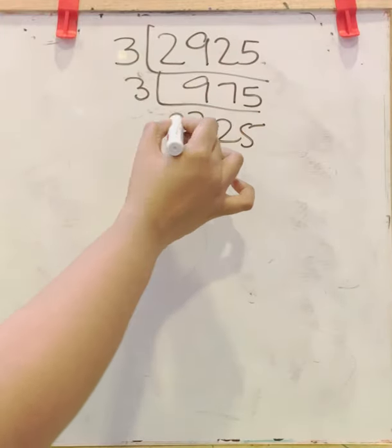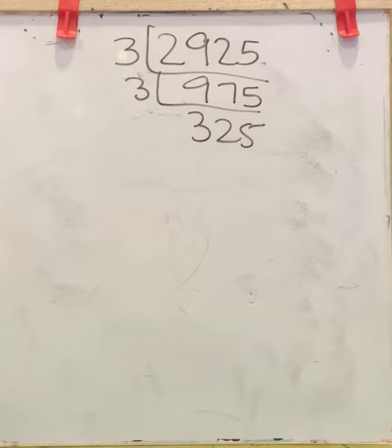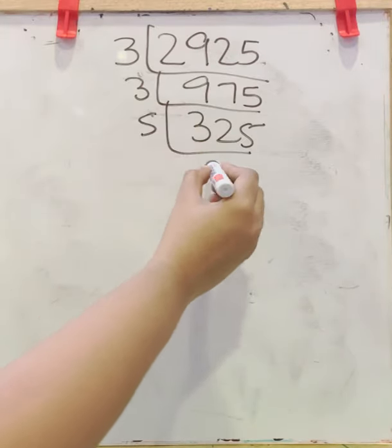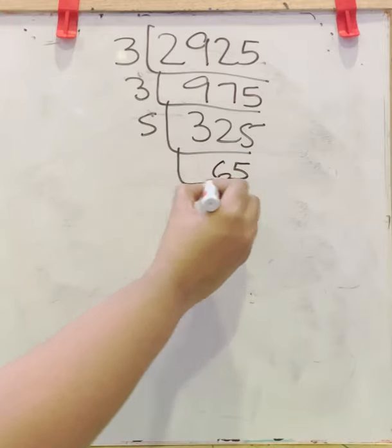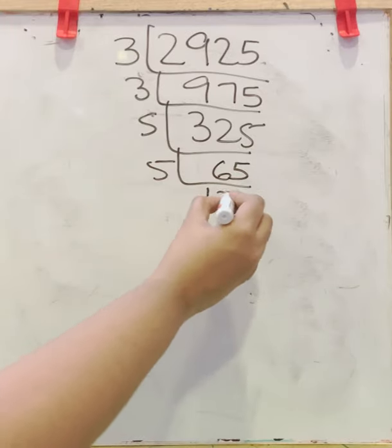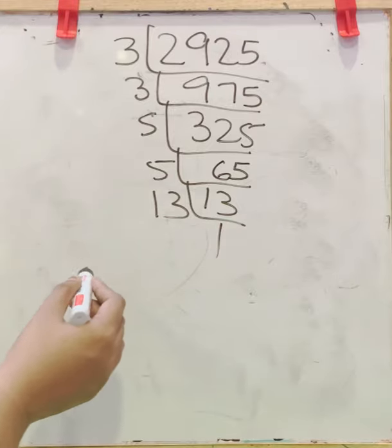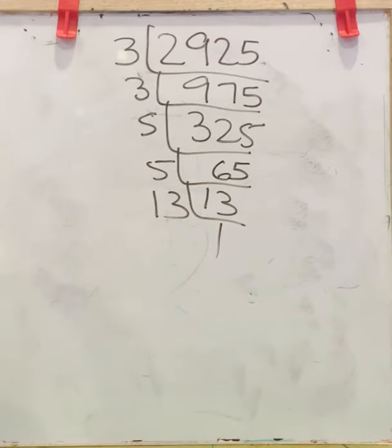325. Now the next number is one you can't divide by 3. So the next prime number is 5. With 5, 65. Here also with 5. 13. 13 is divisible; 13 ones are 13. Now you have to divide a number from this and make it a perfect square.